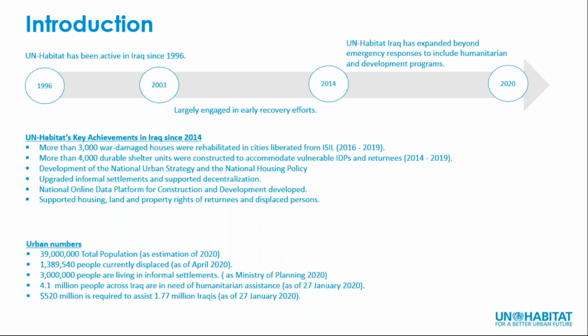It's good to know that the total population of Iraq is now more than 39 million people. More than 1 million people are currently displaced. Also, according to the last survey conducted by the Ministry of Planning, more than 3 million people are living in informal settlements.